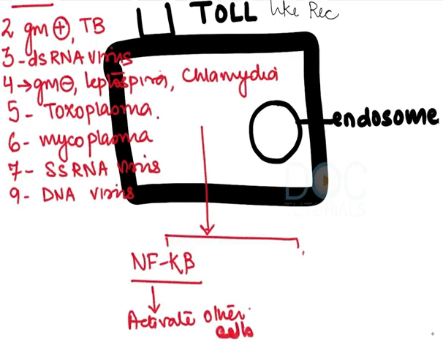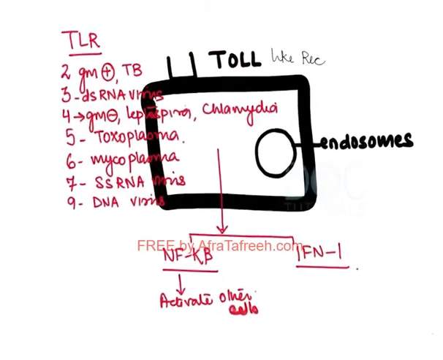And second, they will release interferon 1. So either they will release interferon 1 or they will activate the other cells. The major function of these cells is to signal that somebody has come, please get alerted, and in the meanwhile try to stop it by releasing antiviral interferons like interferon 1s. This is how a toll-like receptor acts.